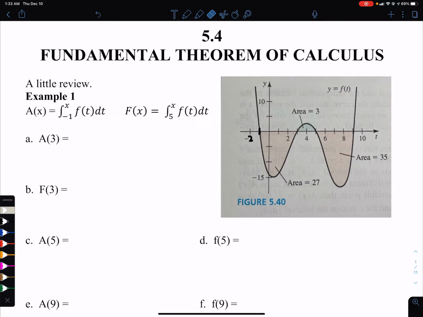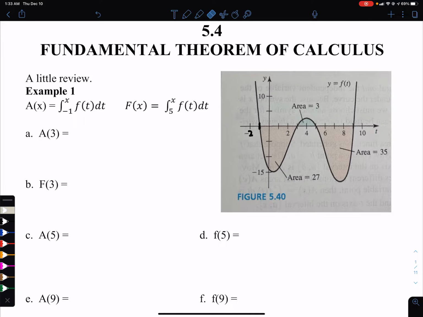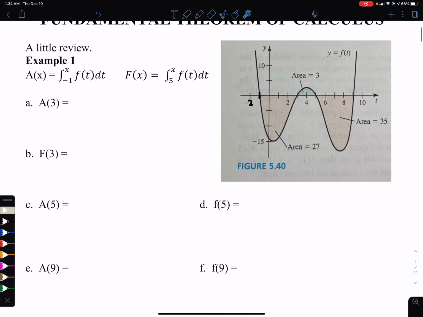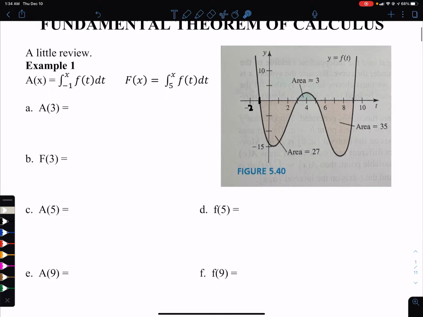Before we get to the fundamental theorem, we're going to do a little reviewing. So this function here, A of x, it's called an area function. Basically, we're starting at -1 and going to some value of x that we choose, and we want the net area of the function. And this F is another area function, but we're starting at 5 instead of -1. So I'll work out the first couple, and then you can pause and work out the rest.